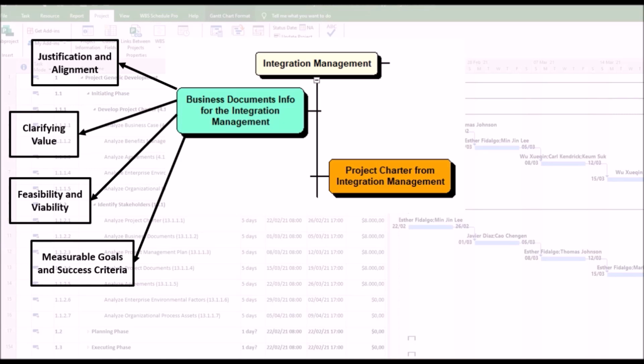4. Measurable goals and success criteria. Business documents often include measurable goals and success criteria, which are incorporated into the project charter. This ensures that the project has clear targets and can be evaluated for success.